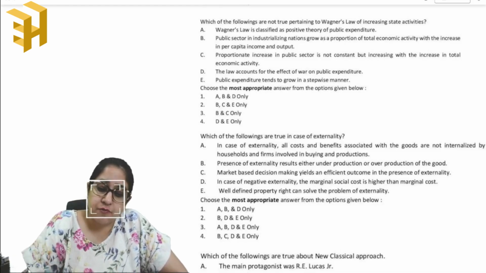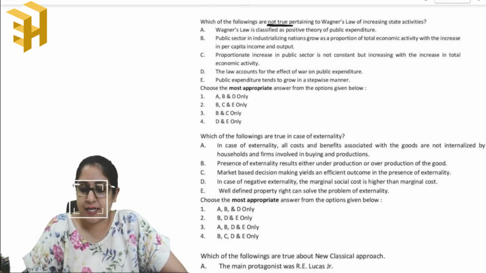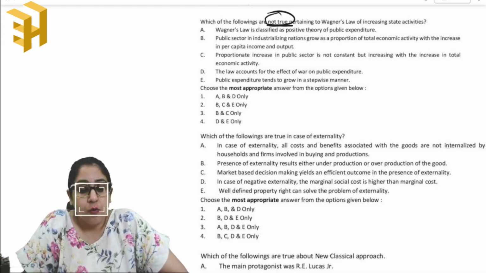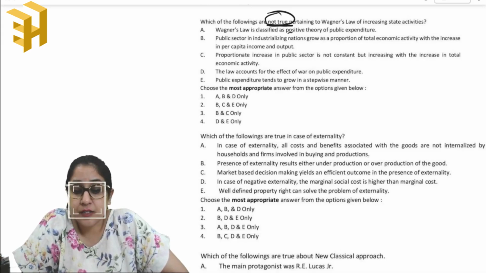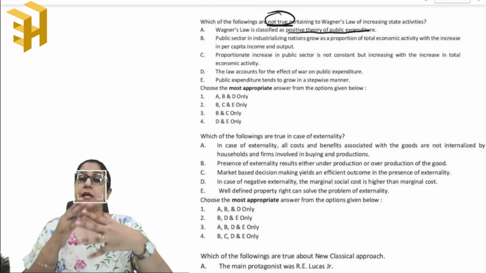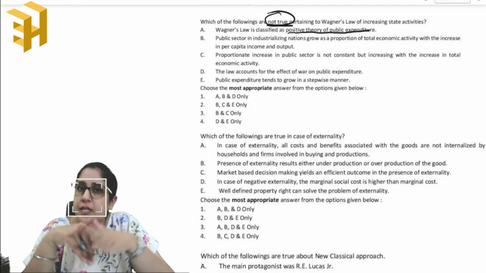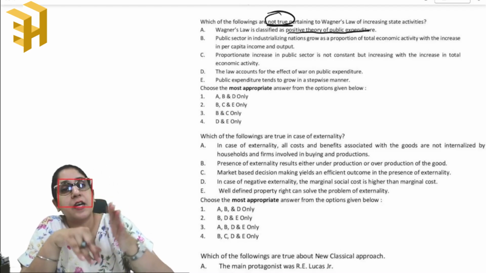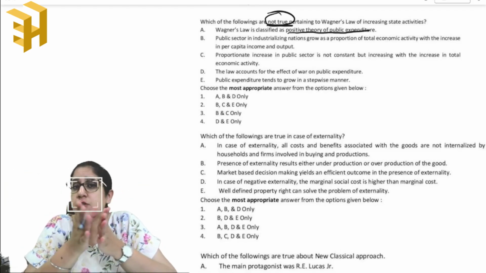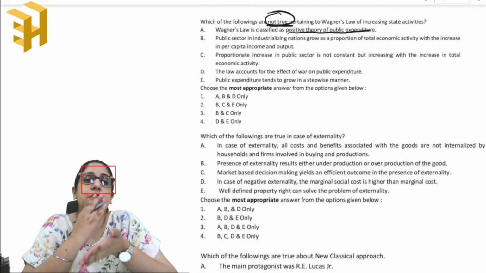Next question. Which of the following are not true pertaining to Wagner's law of increasing state activities? Not true, right? So please focus on this. Now, first statement is that Wagner's law is classified as the positive theory of public expenditure. Yes, Wagner's law basically states that as your societies are advancing, the state's expenditure should increase, especially on areas like education, health, all sorts of social areas, right?